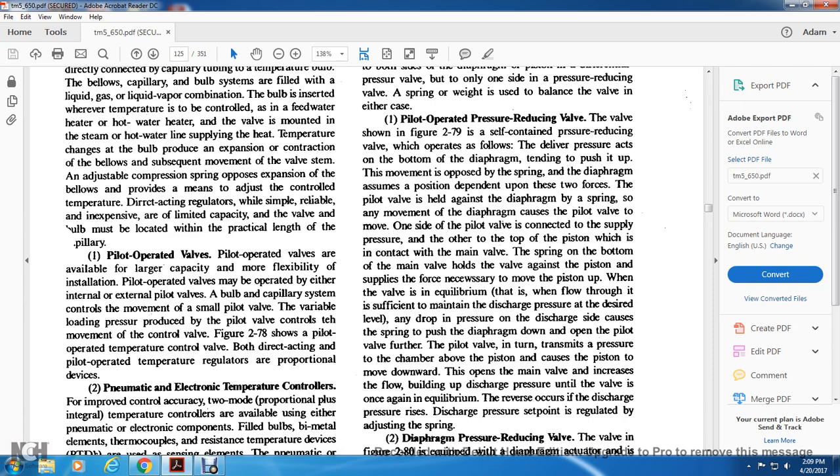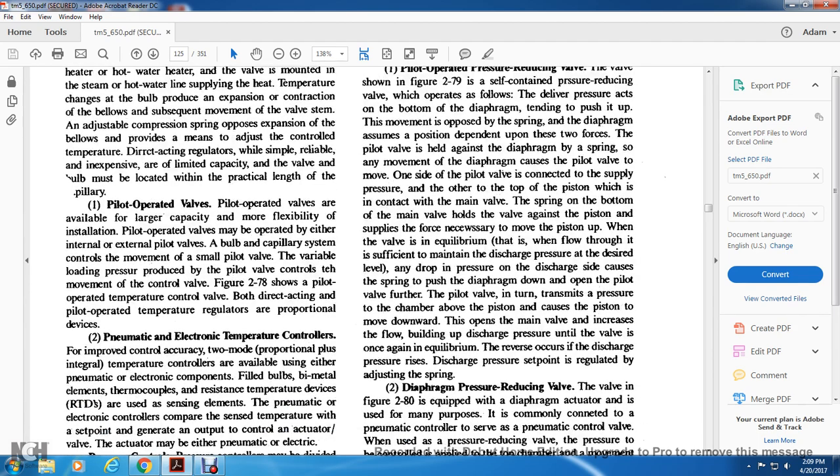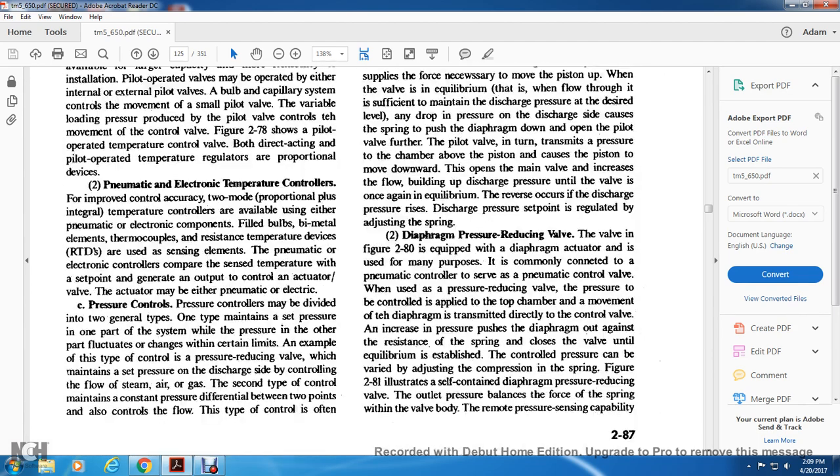When the valve is in equilibrium, the flow through it is sufficient to maintain the desired discharge pressure. Any drop in the pressure on the discharge side may cause the spring to push the diaphragm down and open the pilot valve further. The pilot valve in turn transmits pressure to the chamber above the piston and causes the piston to move downward. This opens the main valve, increasing the flow and building up the discharge pressure until the valve again reaches equilibrium. The reverse occurs if the discharge pressure rises. The discharge pressure set point is regulated by the adjusting spring.